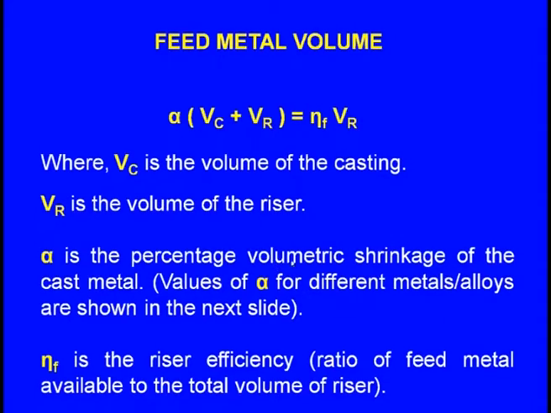Friends, till now what have we learned? In these two lectures, we have seen the feed volume concept: alpha into V c plus V r is equal to eta f into V r, where V c is the volume of the casting, V r is the volume of the riser, alpha is the percentage volumetric shrinkage of the cast metal, which is different for different cast alloys, and eta f is the riser efficiency. What is riser efficiency? It is the ratio of feed metal available to the total volume of the riser.